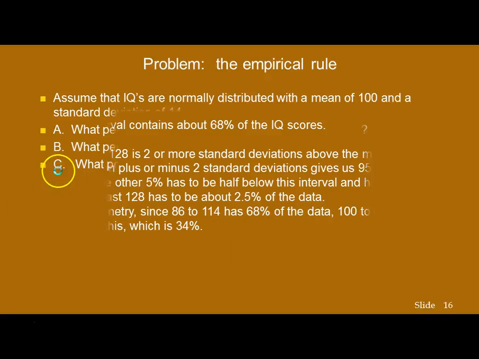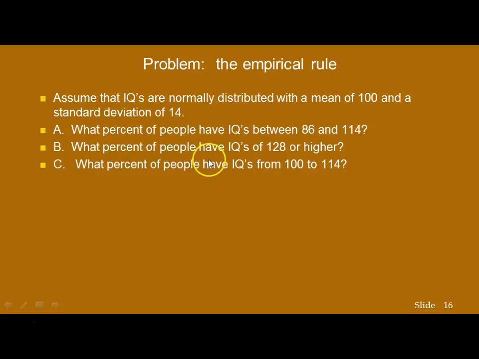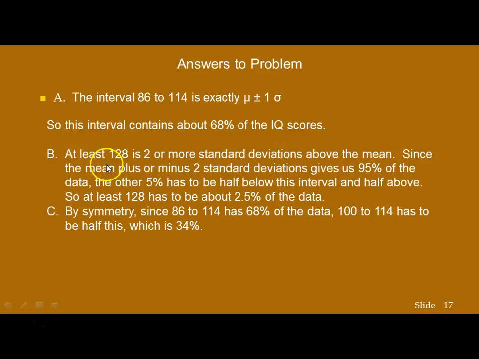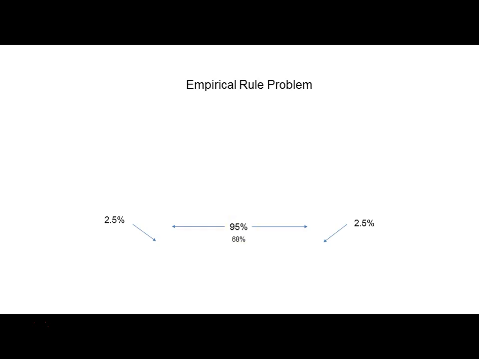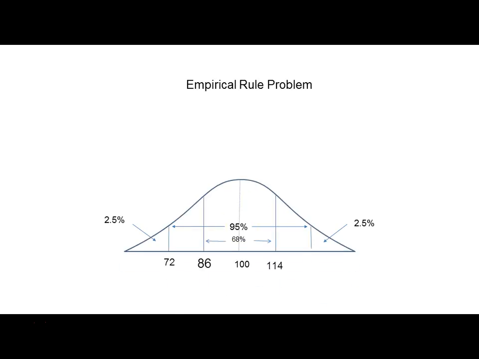Let's look at part B. What percentage of people have IQs of 128 or higher? Notice that 128 is 2 standard deviations from the mean. Remember, the standard deviation is 14 points. The mean is 100, so 128 is 2 standard deviations above the mean. But notice the problem asks you for 128 or higher. You put everything back here.